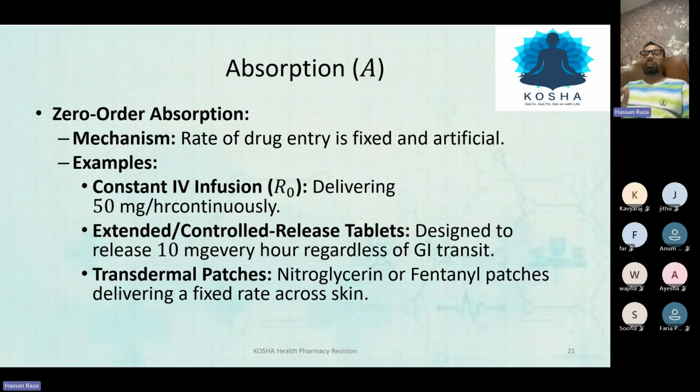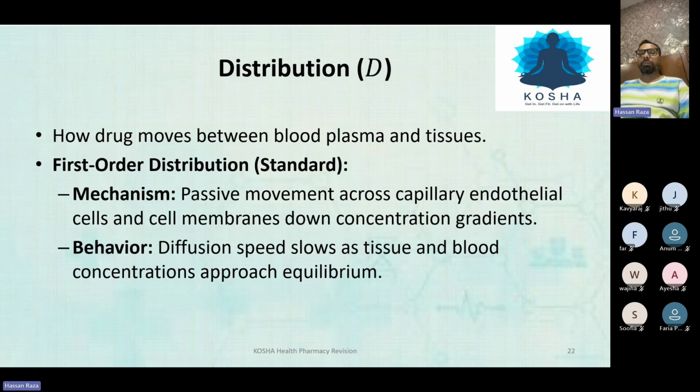But there are some drugs which follow zero order absorption. For example, there are many drugs which we administer through IV infusion. So it doesn't matter whatever concentration you have made, it will depend on the flow and not on the concentration. Similarly, there are drugs which are controlled release. These things are very important for the exams. You need to memorize that all the extended controlled release drugs follow zero order absorption. Similarly, transdermal patches also follow zero order absorption.